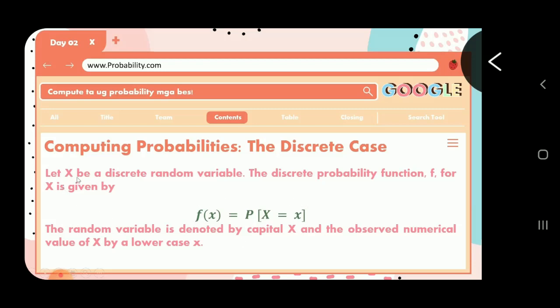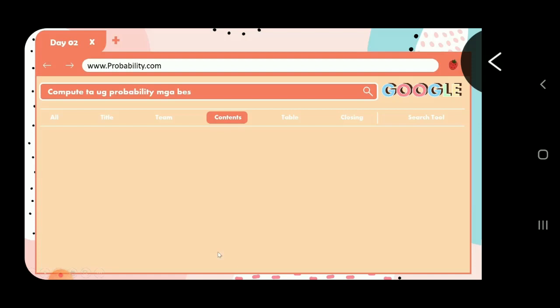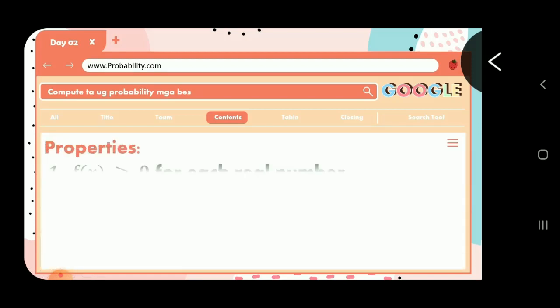Let X be a discrete random variable. The discrete probability function f for X is given by a function which is f of x is equal to P. P means the probability of X, a random variable, is equal to lowercase x. A random variable is denoted by a capital X. Okay, so that is the random variable, and the observed numerical value of X is denoted by a lowercase x.